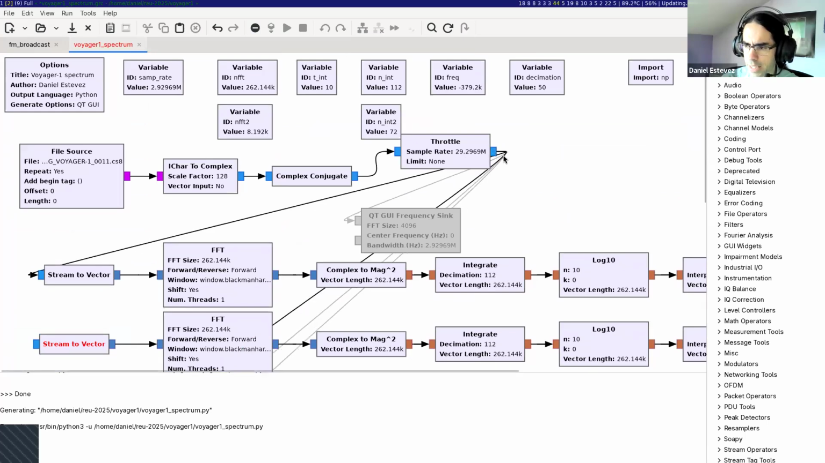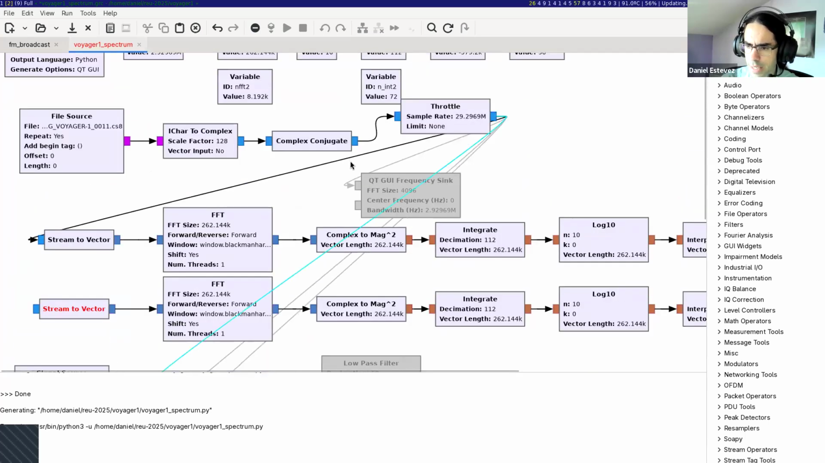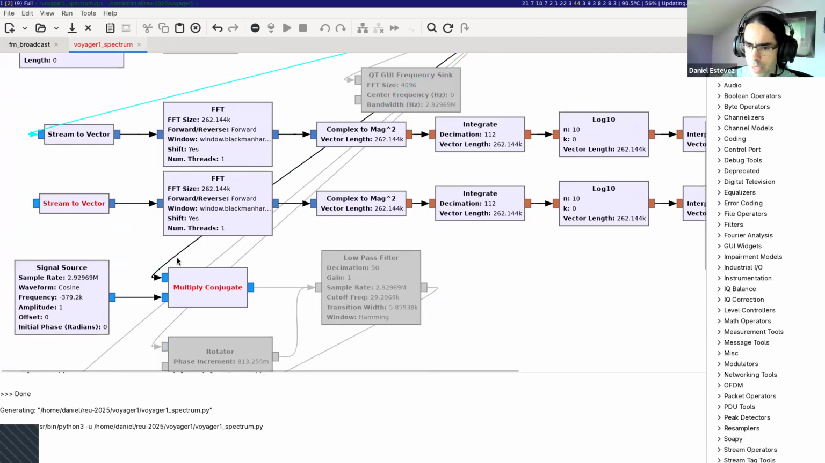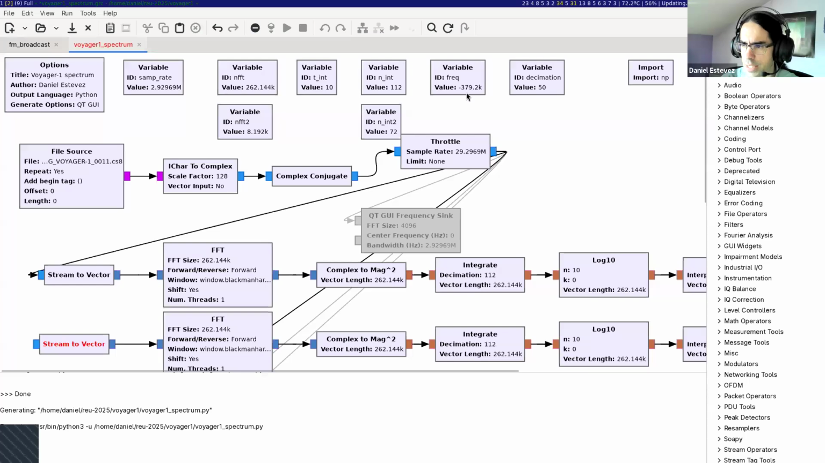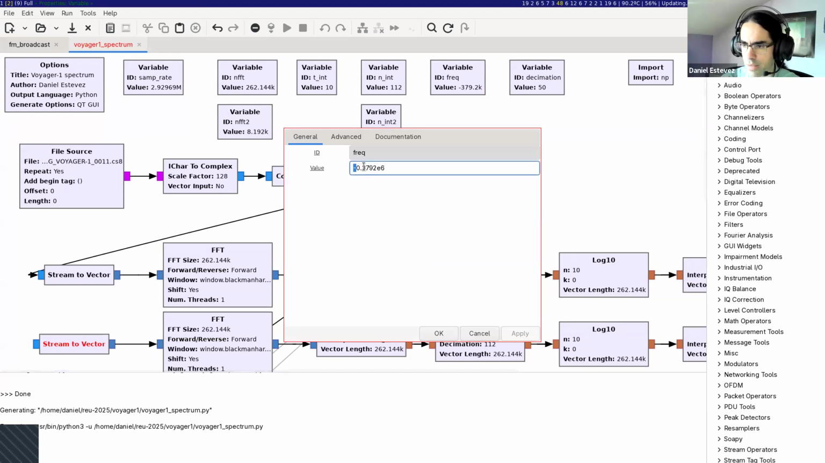I have my signal here, my input signal. This is the same thing which I'm plotting in blue. And then I'm multiplying it by the conjugate of a complex cosine of frequency. This is a variable I have, which is minus 379.2 kilohertz. This is the minus 0.4 megahertz or minus 0.3 megahertz. I have looked at where exactly in the spectrum it is, and that is the number I have entered here. That's 0.3792 megahertz.